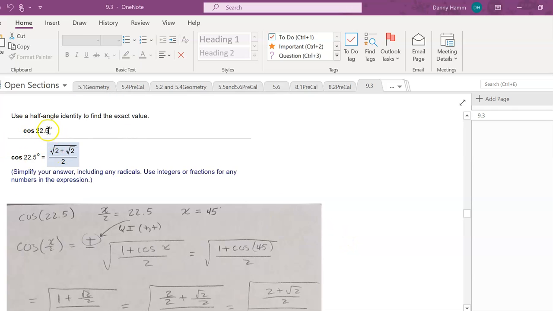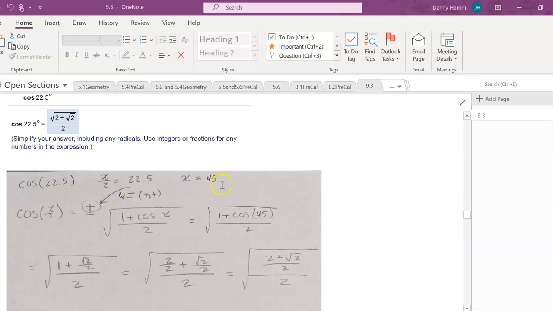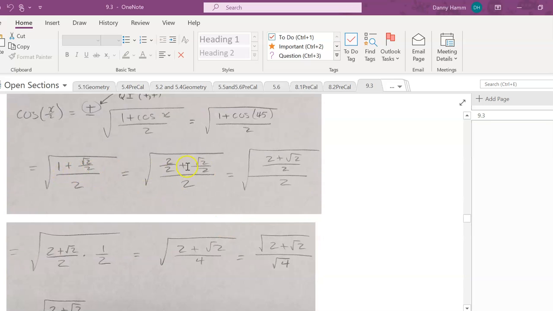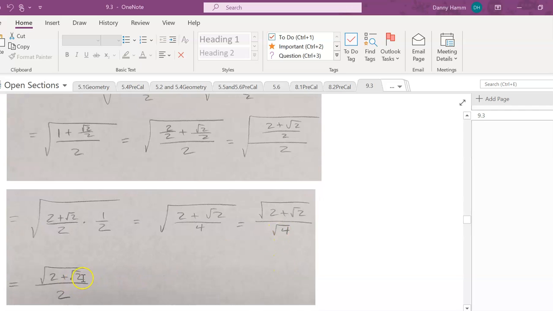Half angle identity again. This one we're given degrees, so we just multiply by 2 to get 45. We're using cosine, so this is what I'm using. I know that this is positive since 22.5 degrees is in the first quadrant. What is cosine at 45 degrees? It is √2/2. And then the rest of this is just simplifying. So adding and getting a common denominator at the top, multiplying by 1/2 from the bottom, and then I'm able to simplify the bottom by taking the square root of 4.